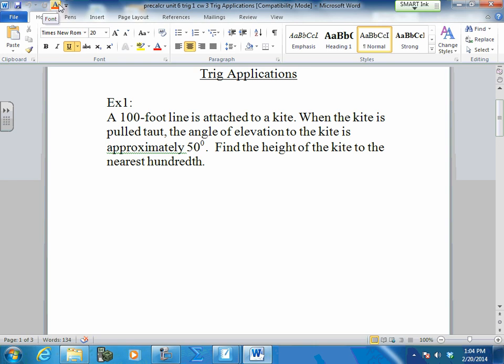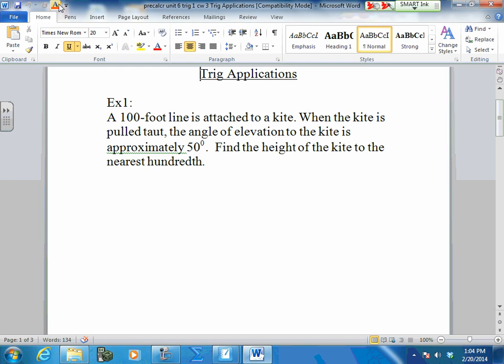So, I have a 100-foot line attached to a kite. When the kite is pulled taut, which means it's tight, the angle of elevation to the kite is approximately 50 degrees. Find the height of the kite to the nearest 100. Now, when you fly a kite, and I'm holding the string, is the kite above me? No, it would fall on my head. Where's the kite? At a diagonal.